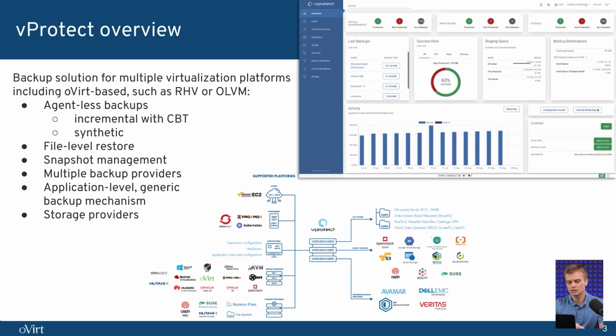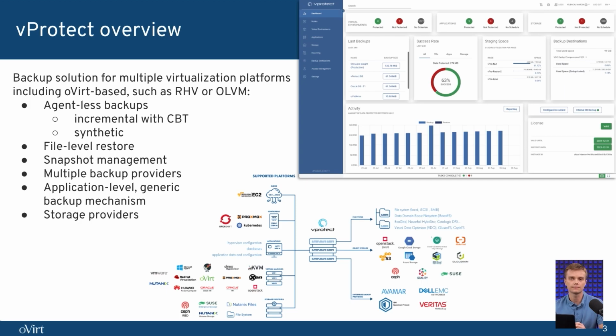As you can see here, it's not only about file system based storage providers, backup providers or object storage that you can use, but also enterprise grade backup providers that you maybe already have in your infrastructure. And on the left, there is a quite long list of platforms. Some of them are oVirt based as well. There is also a generic mechanism which allows you to use your custom backup workflows and implement them in the vProtect console. We also added storage providers in general, so maybe not used directly with the oVirt platforms, but you can protect your Ceph RBD or file system based shares directly via this console.